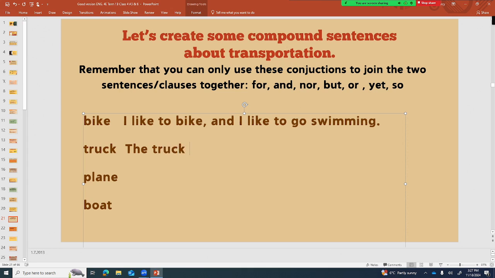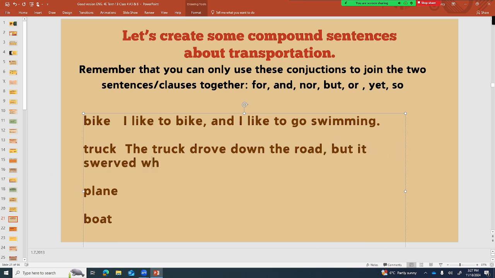The truck drove down the road, but it swerved when it hit the ice. Ooh, this is a complicated one. But it swerved dangerously. I'm going to make it a little bit simpler, so I can show it to you. Okay. So truck is my subject, drove is my verb. Now I've got the word but here, that's my conjunction. And on the other side of but, I've got my subject, it. And then swerved is my verb.